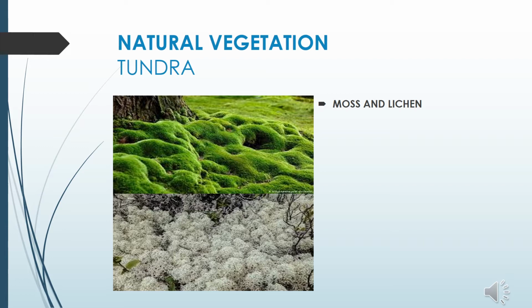So first region is tundra. In the picture you can see I have shown moss in the first picture and lichen in the second picture. That is what we find as vegetation in the tundra region. Vegetation that can survive extremely cold temperatures is found in the tundra region.